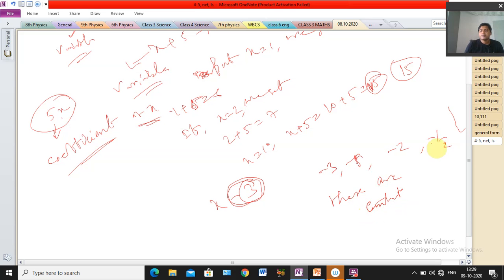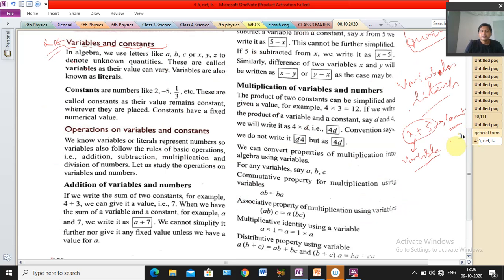Okay. Now, operations on variables and constants.